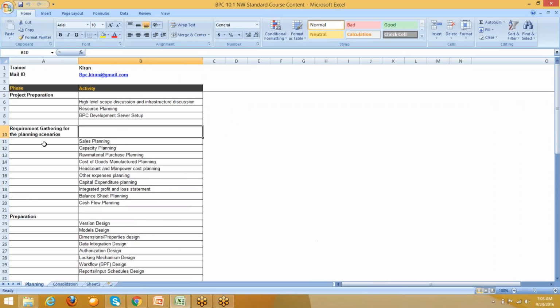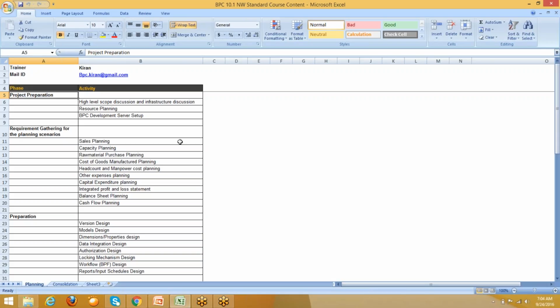Right. The first thing, we'll start with planning. What I'm going to cover in the planning. I'm going to explain the project preparation phase. When you start a project, the first phase is project preparation. In the project preparation, what we are going to do as a solution architect, as a consultant, as a technical consultant.